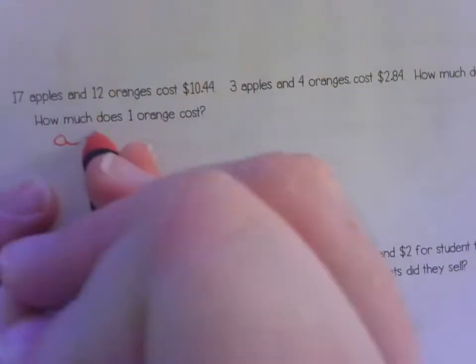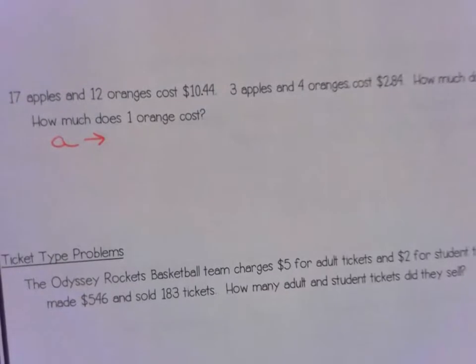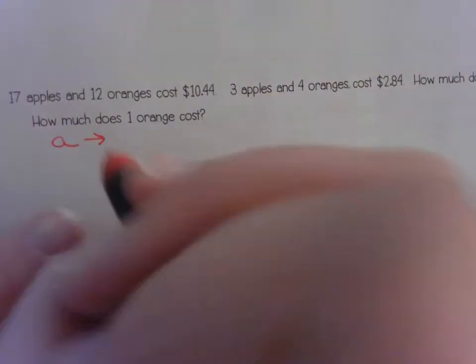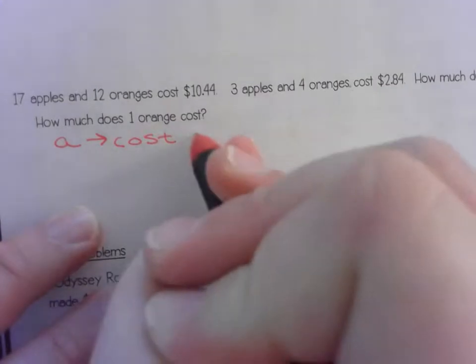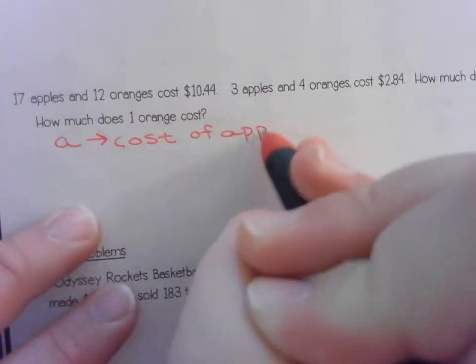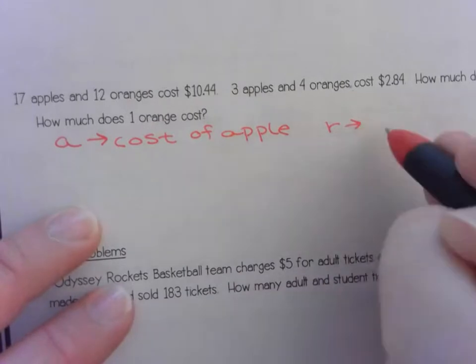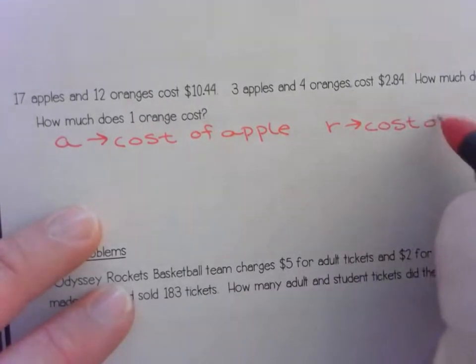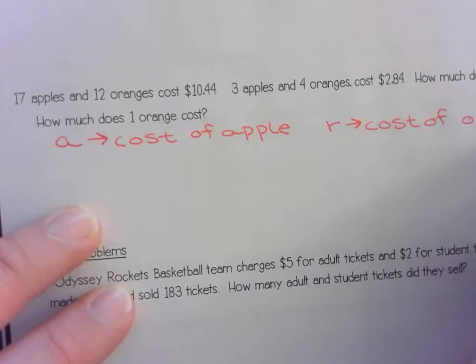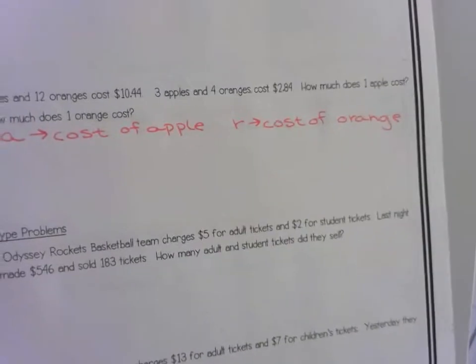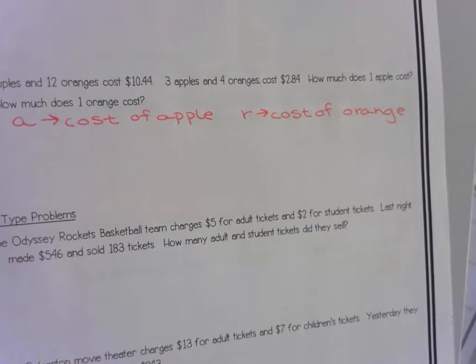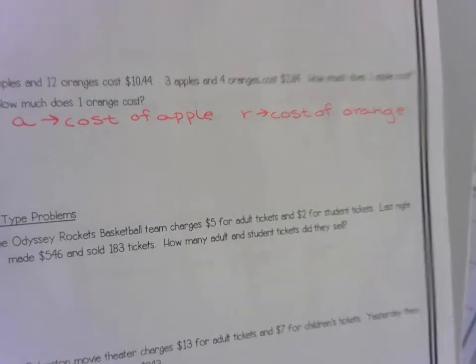Okay. So A and O. Let's not use O. We'll use R for orange. A is going to be the cost of an apple, and I'm going to let R be the cost of an orange. So step 1, define your variables. I want to know the cost of an apple and the cost of an orange. R, so I don't get confused with the 0, is going to be the cost of an orange.